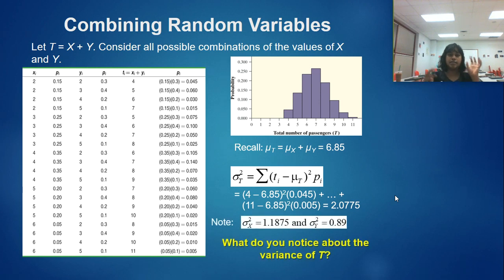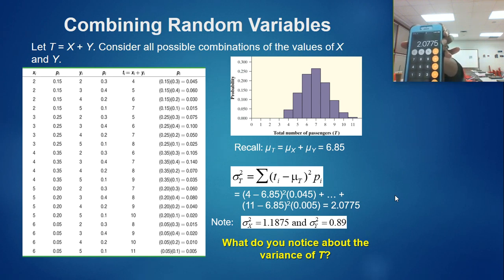Very quickly, they did the calculations for the variance of X and the variance of Y, and they want you to see: what do you notice about the variance of T? Did we just add up 1.1875 and 0.89? Is that where we got those from? Could we have just calculated that for ourselves and got that same answer? Okay, and so I just went ahead and did that.